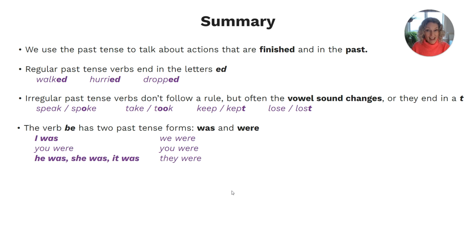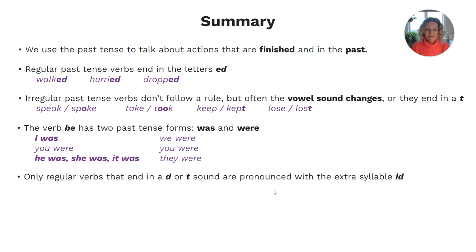The verb be has two past tense forms, was and were. I was, you were. He was, she was, it was. We were, you were, they were. Only regular verbs that end in a D or a T sound are pronounced with the extra syllable id. So don't add extra syllables to all past tense verbs. Only add them to the verbs that end in D or T.